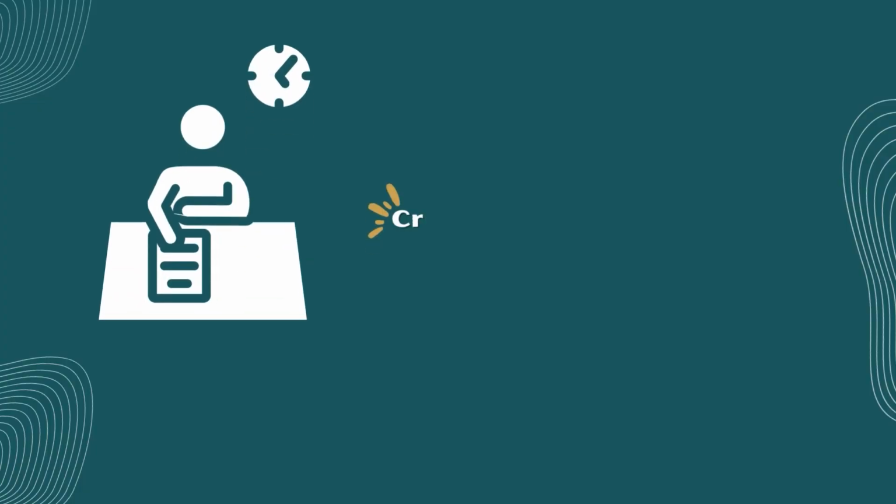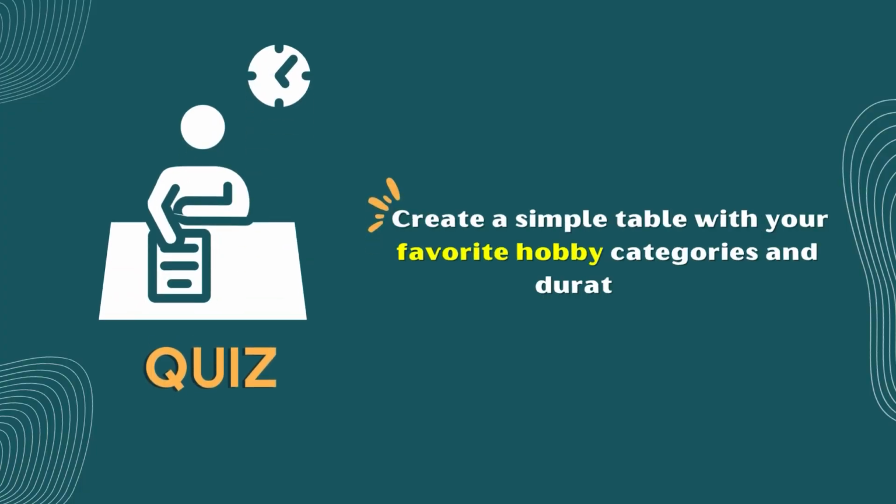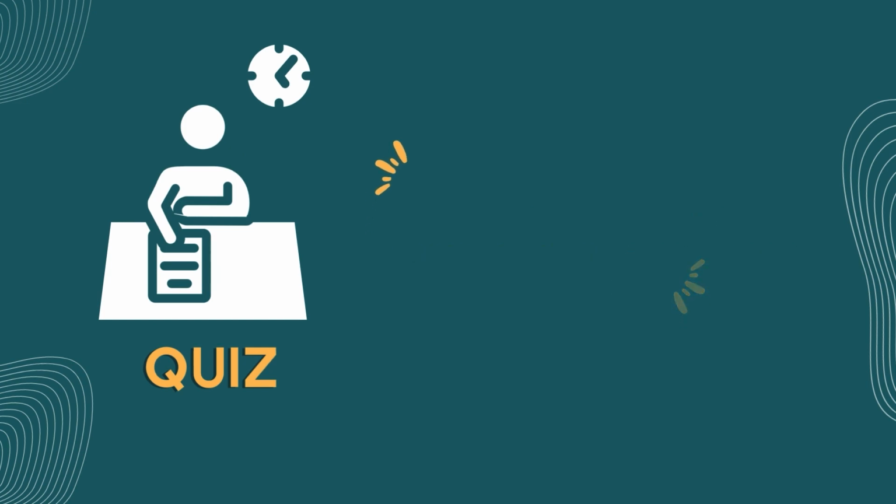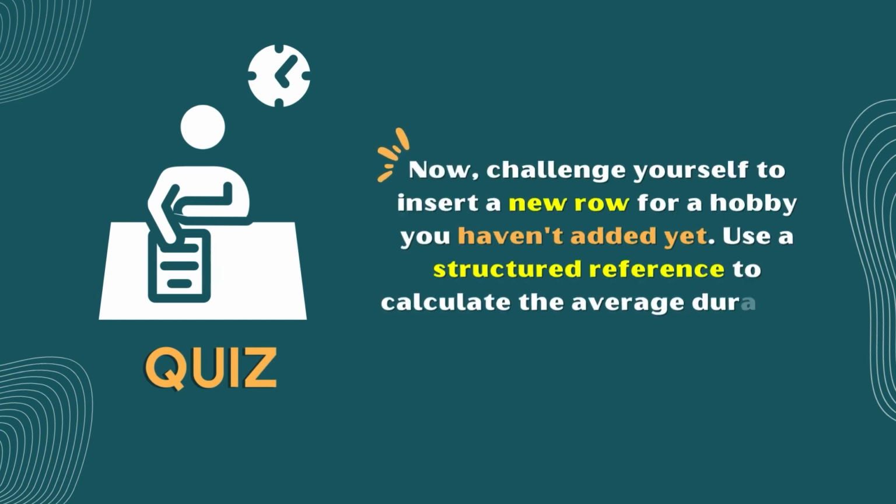Time for a quick pop quiz. Create a simple table with your favorite hobby categories and durations. Now, challenge yourself to insert a new row for a hobby that you haven't added yet. Use a structured reference to calculate the average duration of all your hobbies.